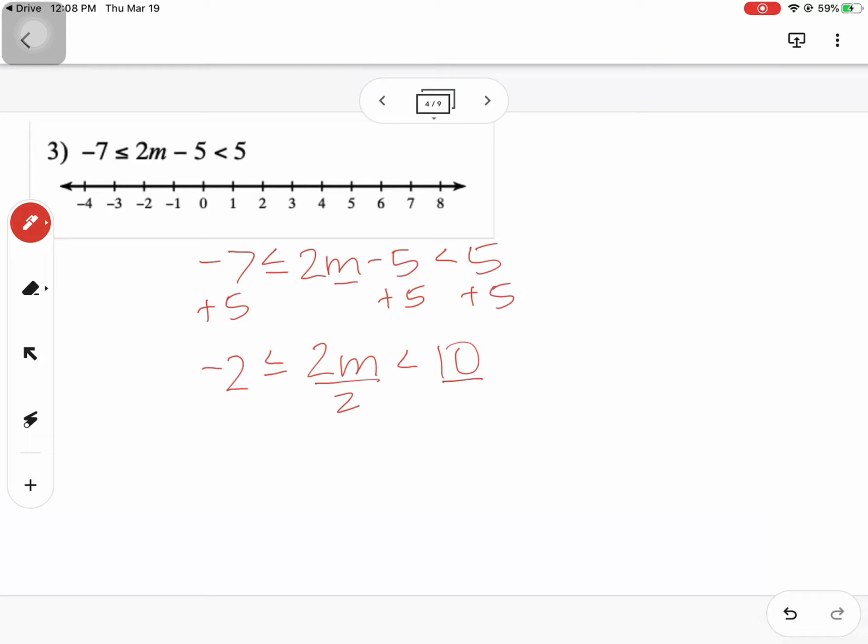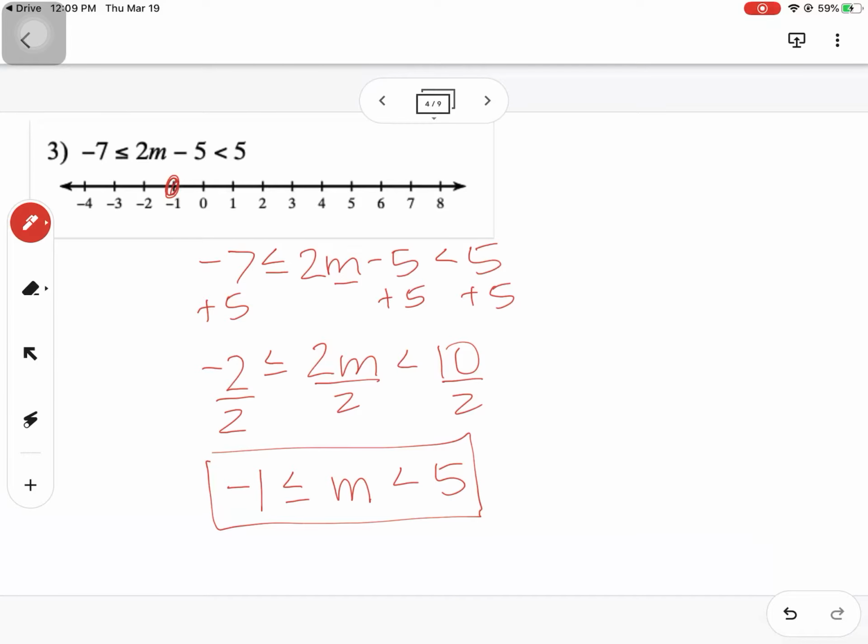And then I would divide by 2. So I'm going to divide by 2 in all 3 spots. And it tells me negative 1 is less than or equal to m is less than 5. You don't flip your inequality here because I didn't divide by a negative. This 2 is positive. So this would be my solution.